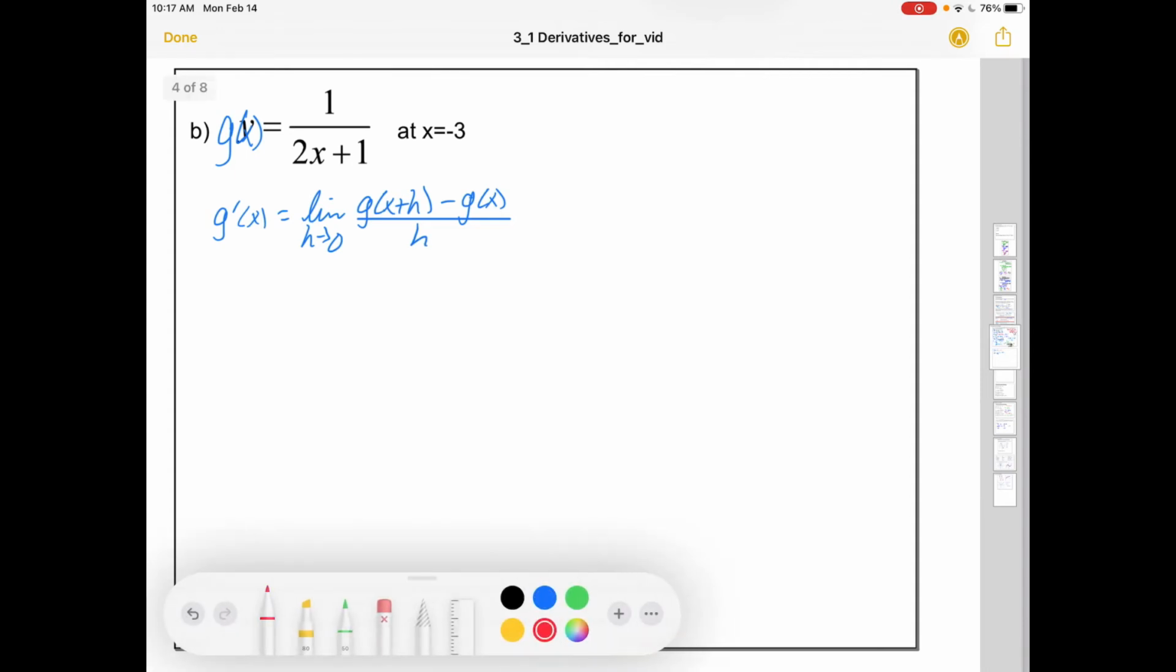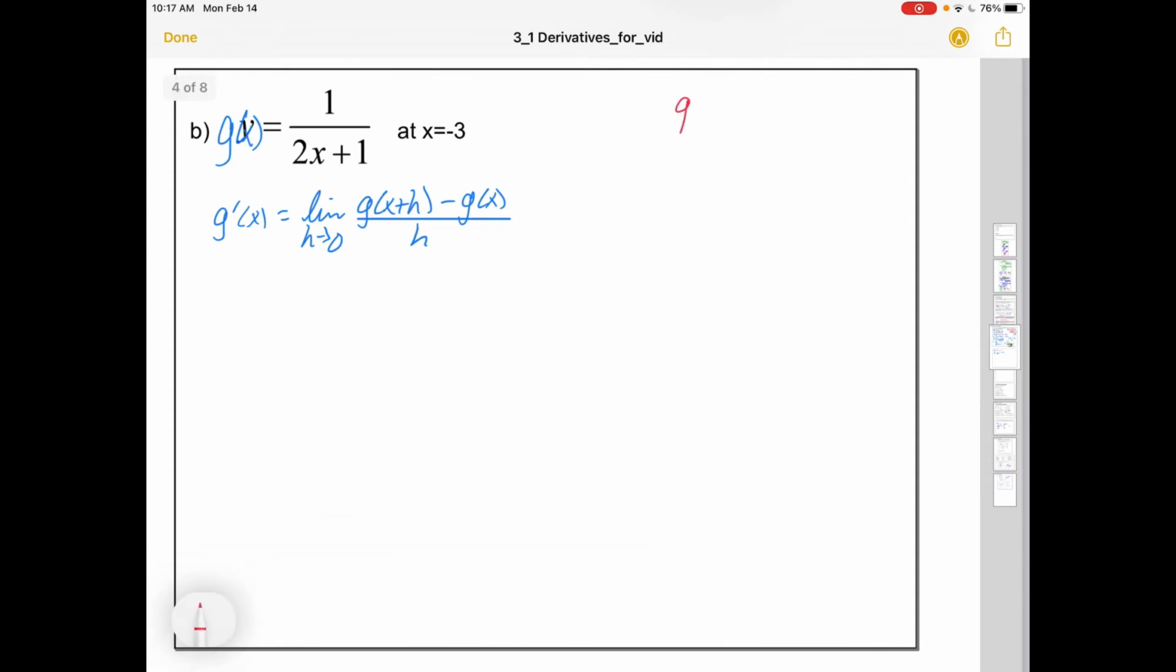So I know g of x. I just got to go off to the side here, and I think it's worth doing to the side, and find g of x plus h. So that will be 1 over 2 times x plus h plus 1. I think it's worth expanding that out. So that is 1 over 2x plus 2h plus 1.